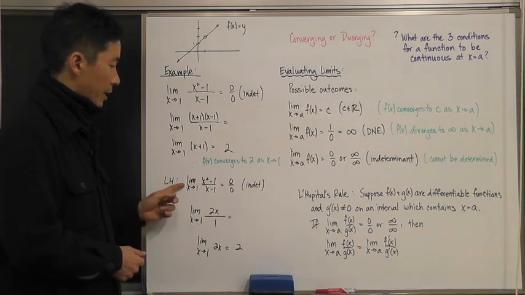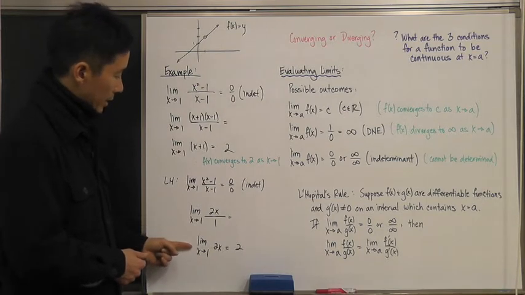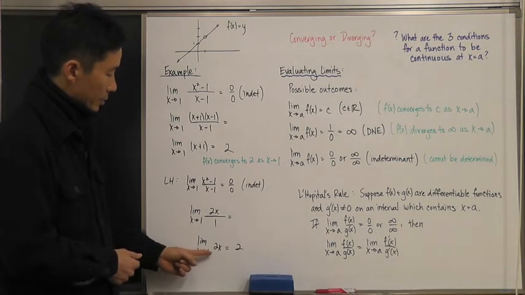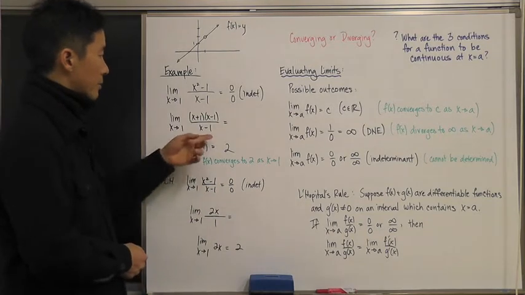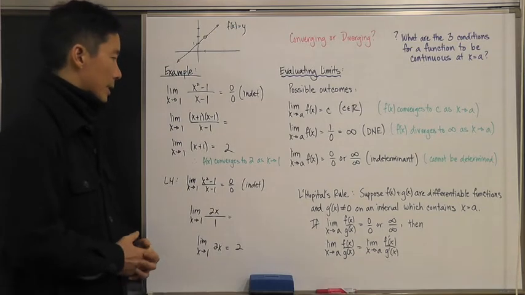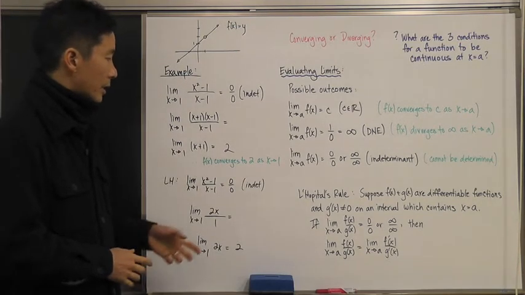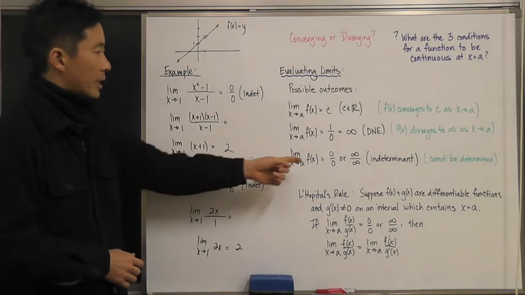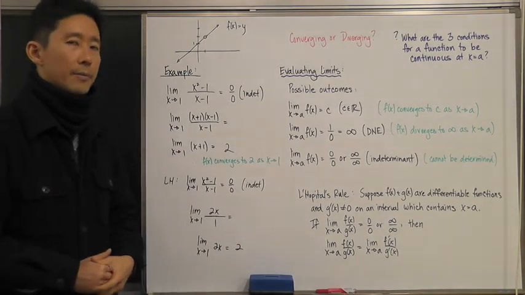And now I can evaluate this limit instead. And so I come out with the limit as x approaches 1 of 2x, which is going to be equal to 2, which is consistent with the result that we have here. Okay, so that's basically how we can apply L'Hopital's rule to evaluate limits that have an indeterminate form of 0 over 0 or infinity over infinity.